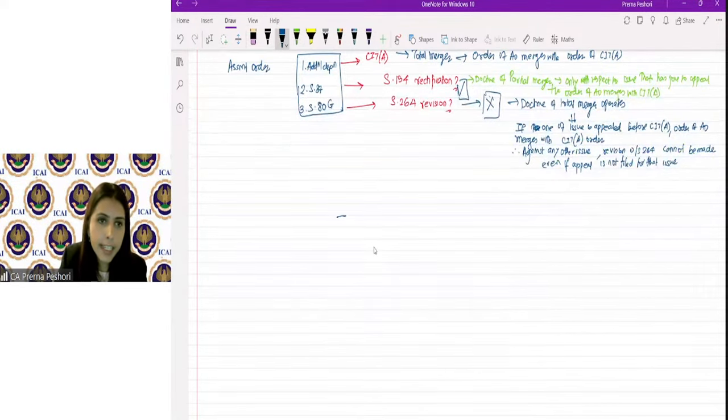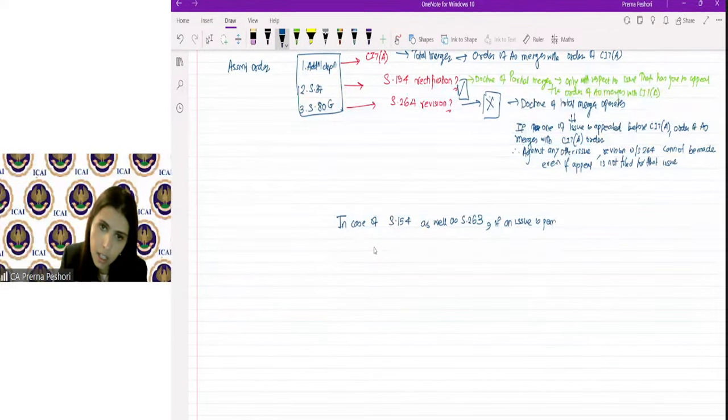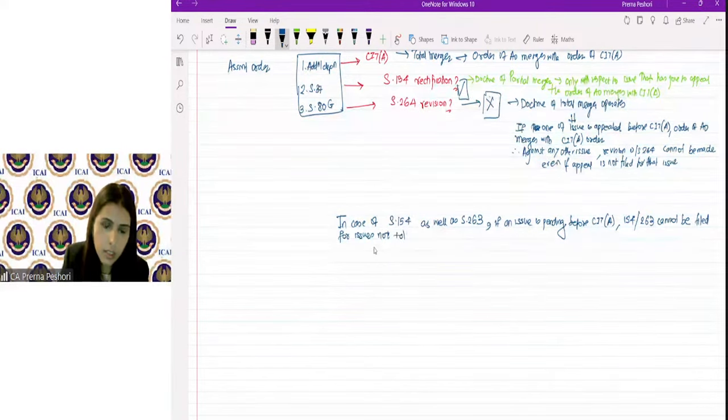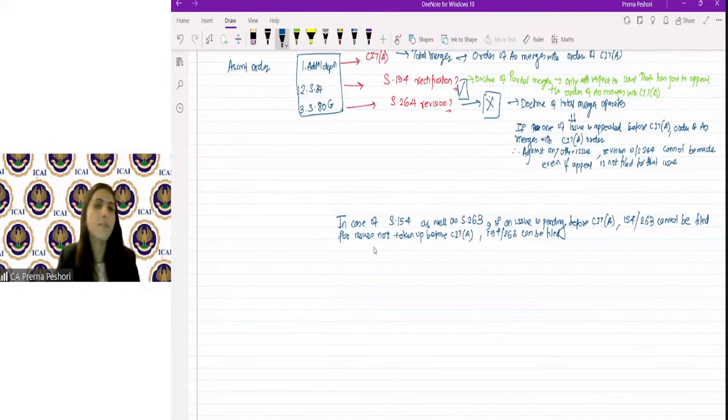So in case of section 154 as well as section 263, if an issue is pending before CIT appeal, 154 or 263 cannot be filed. For issues not taken up before the CIT appeal, 154 or 263 can be filed. Are you getting this kind of distinction?